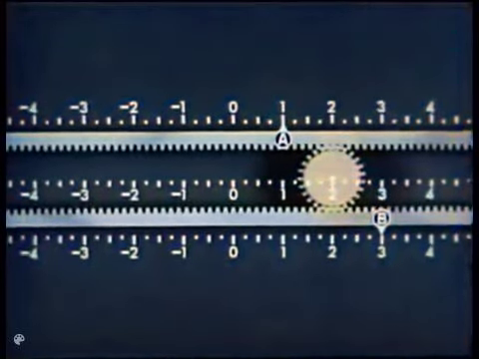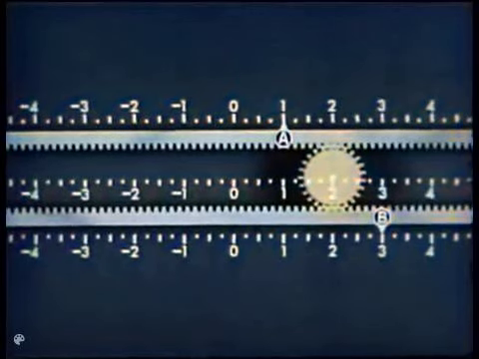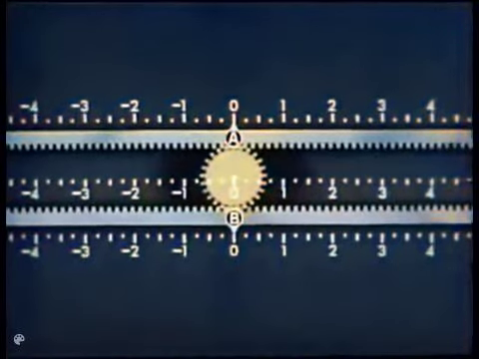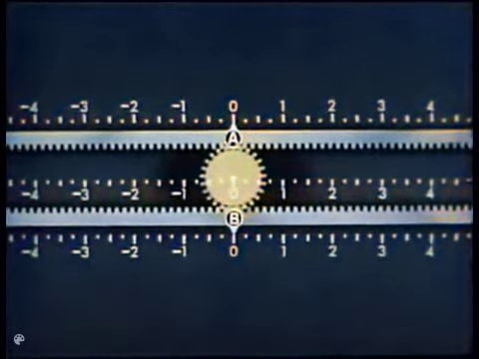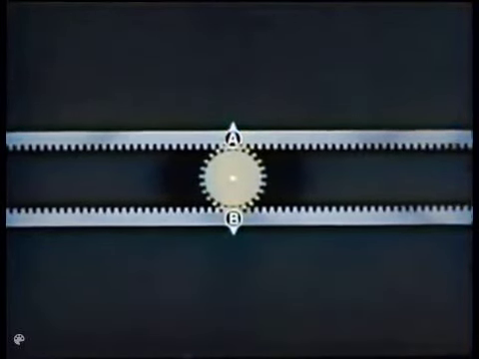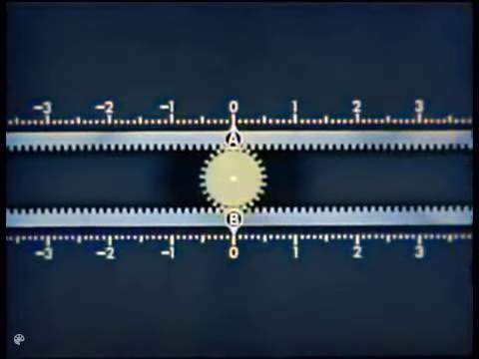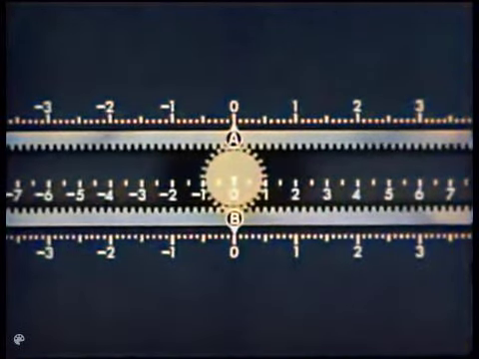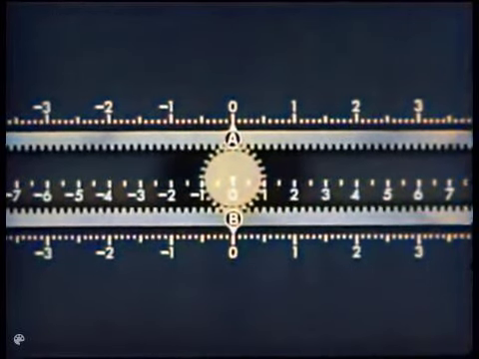Because of this relation between rack and pinion movements, a differential can be used as a computing mechanism. Instead of inches, we assign a desired scale of values to the racks. Then, half that scale for the pinion indicates the algebraic sum of the rack values.